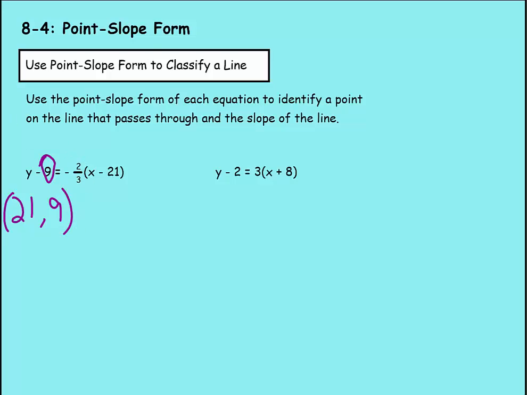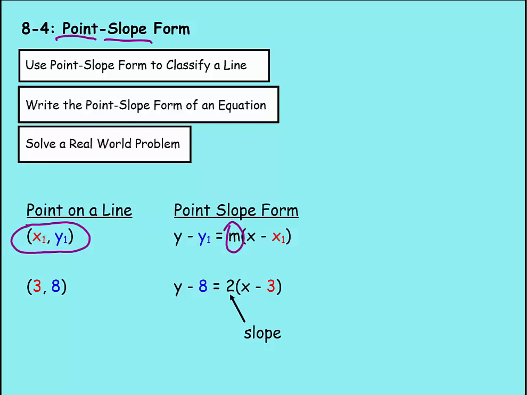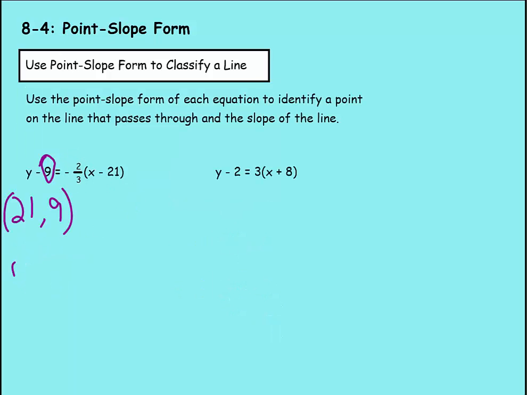In point-slope form, my slope is located right here in front of the parentheses. So we'd say m equals negative 2/3. Over here we can do the same thing. We have y minus y1, so we're subtracting a positive 2 for y. For x plus 8, that's going to change it up a little bit. If x was negative 8, it would be x minus negative 8, which we know turns into a positive 8. So x therefore must be negative 8 on this point. So this is our point, negative 8 and 2, and then our slope would be 3.